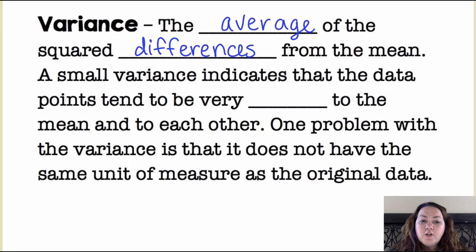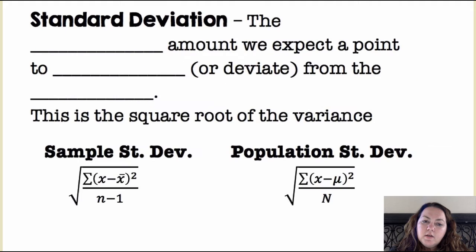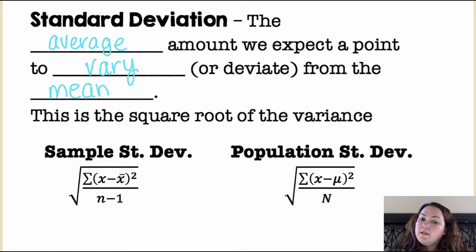Variance is the average of the squared differences from the mean. A small variance indicates that the data points tend to be very close to the mean and each other. One problem with the variance is that it does not have the same units of measure as the original data. So this is why we use the standard deviation, which is the square root of the variance, and that brings it back to the same units of measure that I was using originally. The standard deviation is the average amount we expect a point to vary or deviate from the mean. On average, how far are the values from the mean?